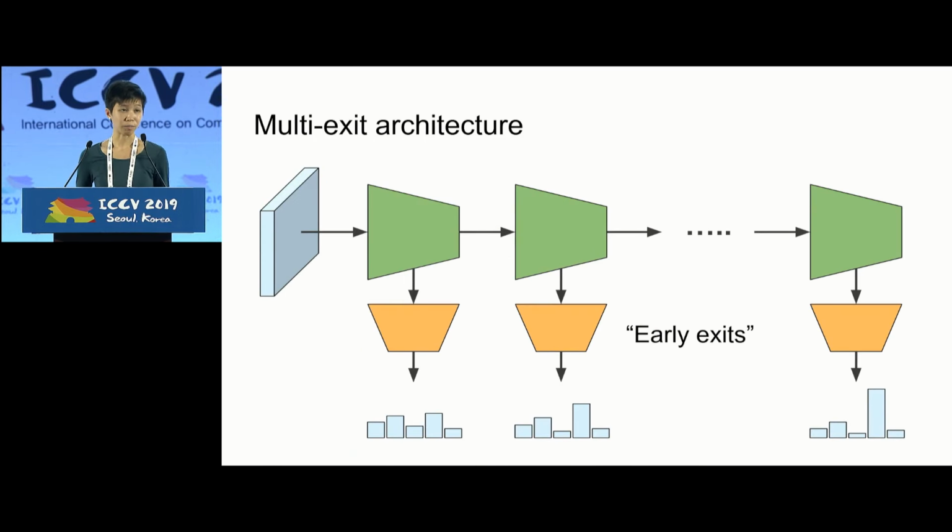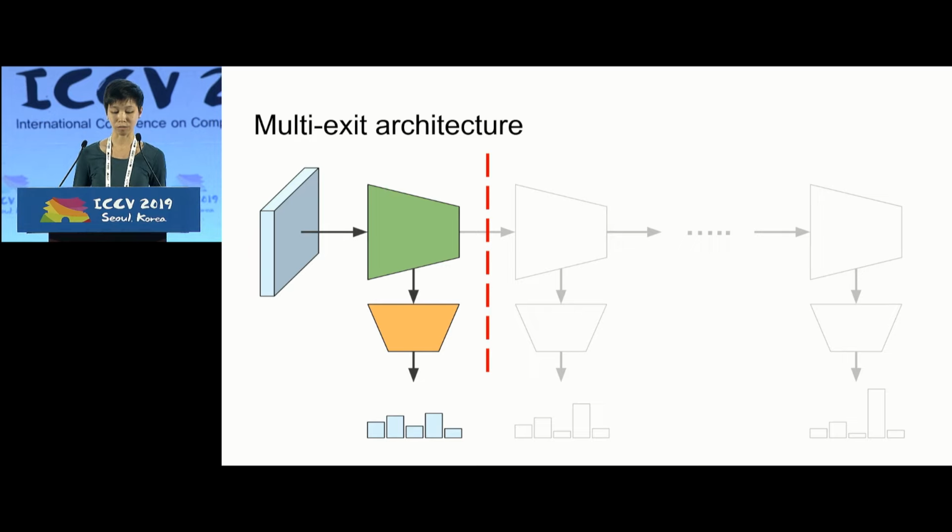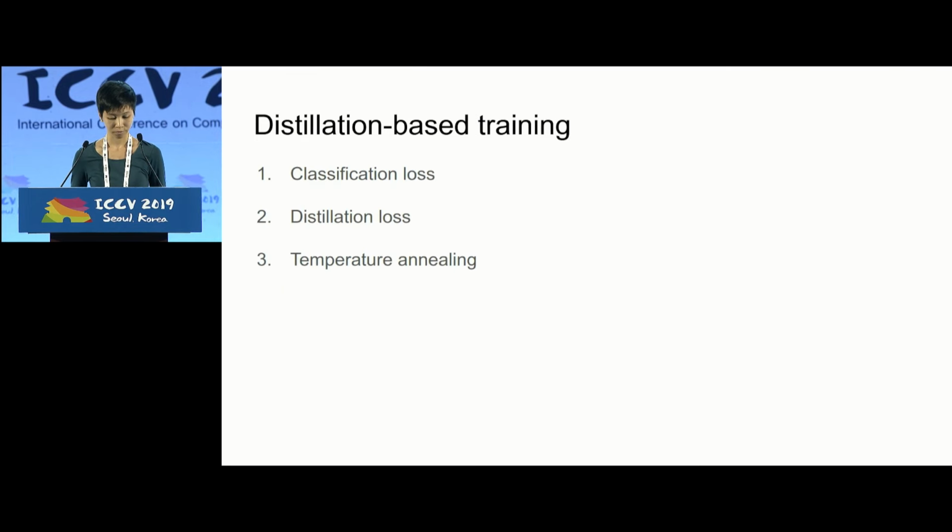A natural way to implement an anytime predictor is to use so-called multi-exit architectures, which are shown here on the slide. They have so-called early exits, which are these orange blocks, which are classifier blocks attached to intermediate convolutional blocks. And then the architecture is simply executed from left to right, and when at test time we query a prediction, then the model simply returns the latest evaluated exit. In this work, we propose a method for training such multi-exit architectures, which has 3 components, and I will just explain them now.